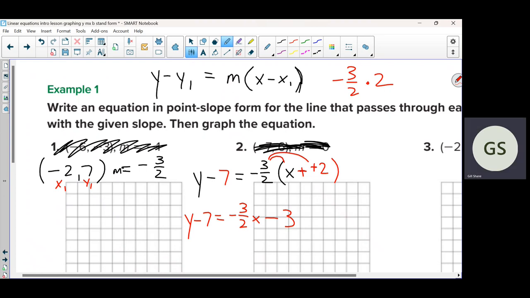So that is now my equation. That is slope intercept, I'm sorry, that is point slope form. They gave us a point, they gave us the slope. That's why it's called point slope form.